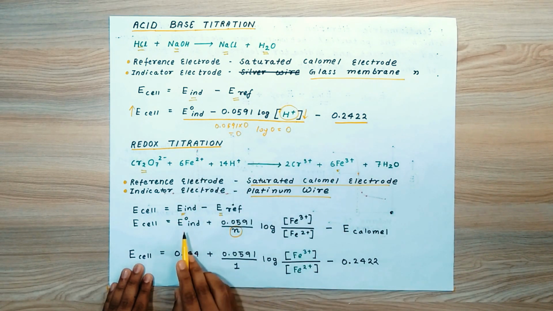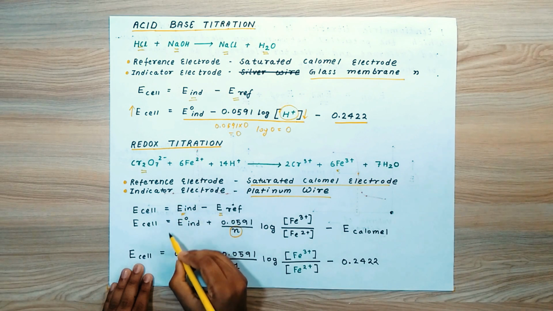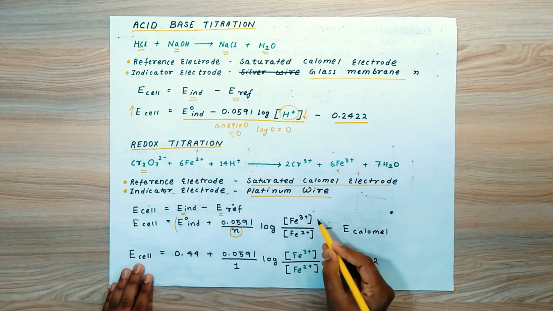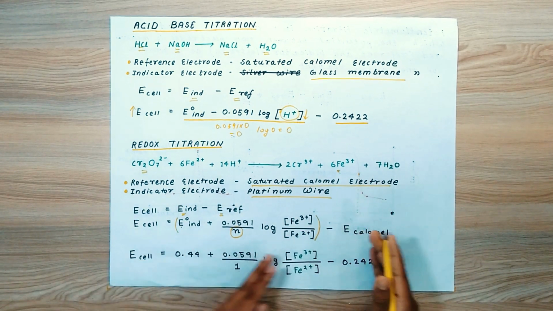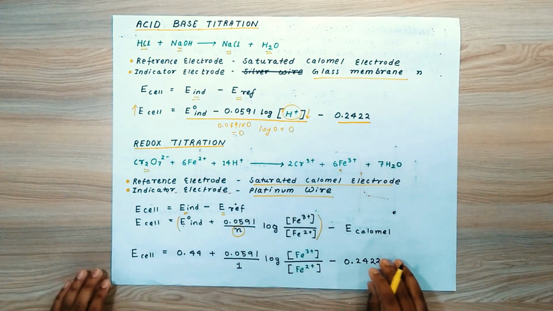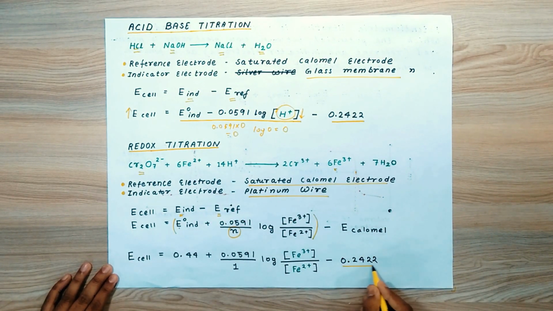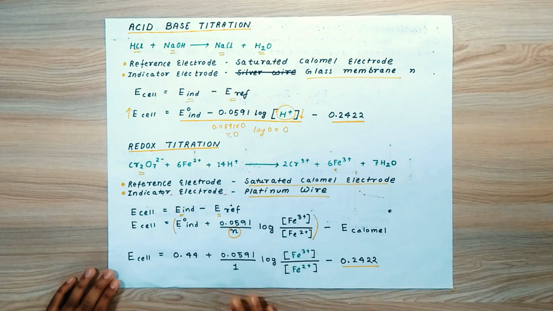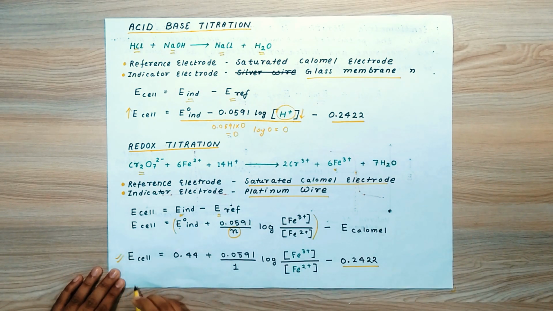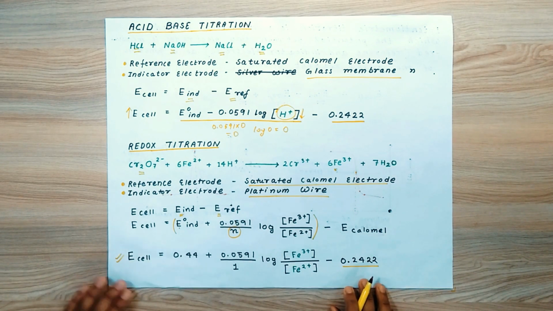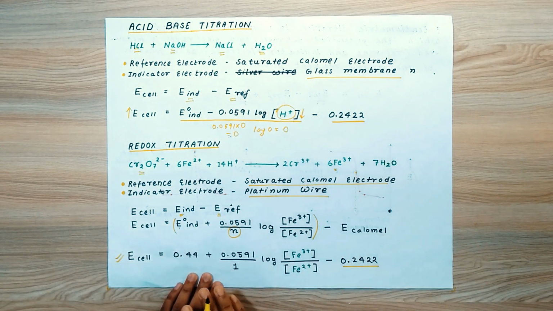So again, in the place of the indicator electrode, we will replace its total value minus the potential of our reference electrode, that is 0.2422. So now this is our final equation for the total cell potential in the case of redox titration. In the above reaction, the number of electrons transferred is 1. So we will replace the value of n with 1.